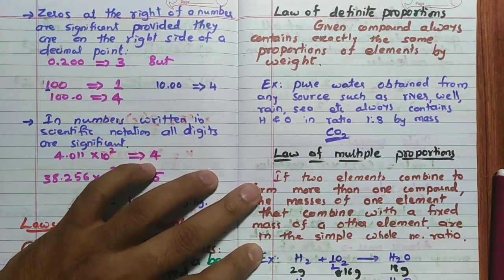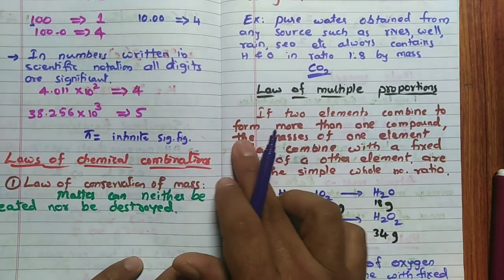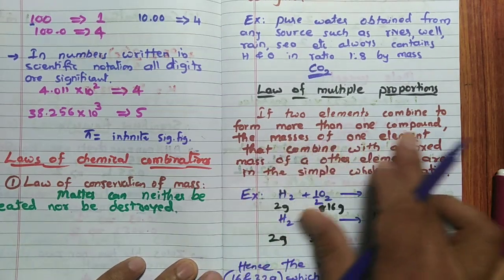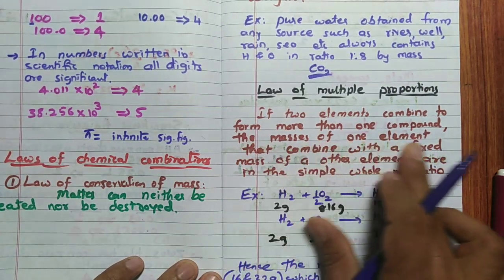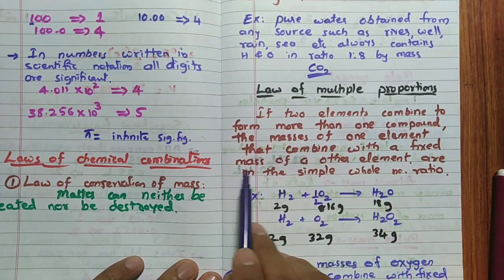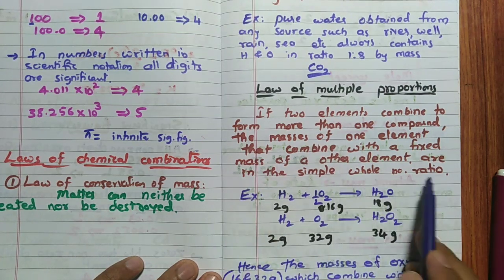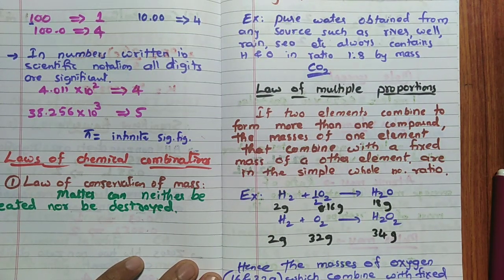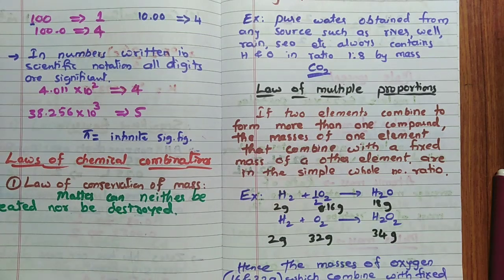Law of multiple proportion says that if two elements combine to form more than one compound, the masses of one element that combine with a fixed mass of the other element are in a simple whole number ratio. If two elements combine to form more than one compound, the mass of one element is fixed.